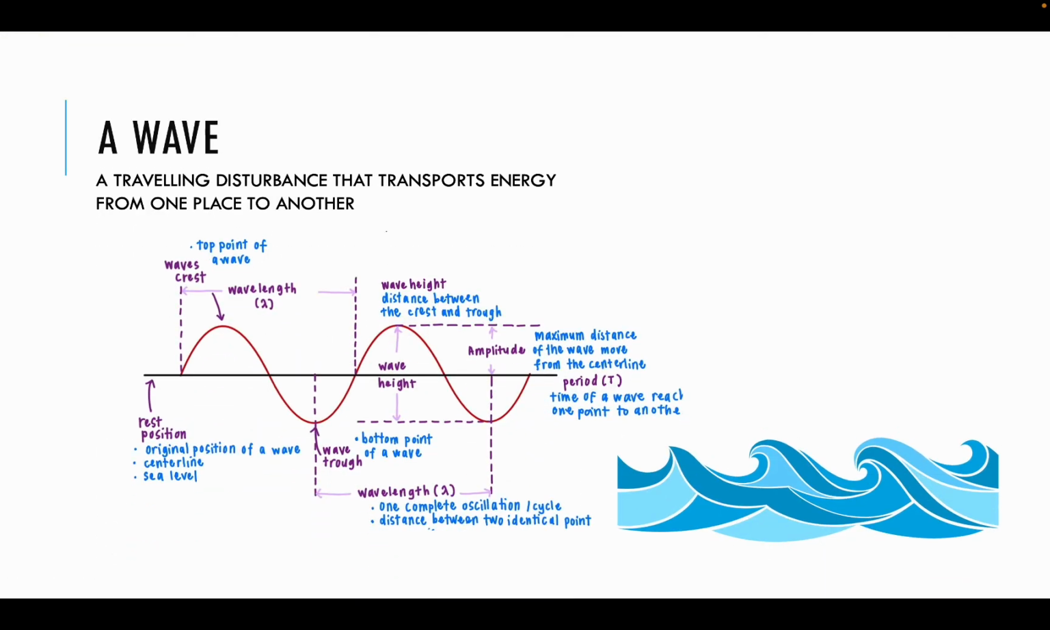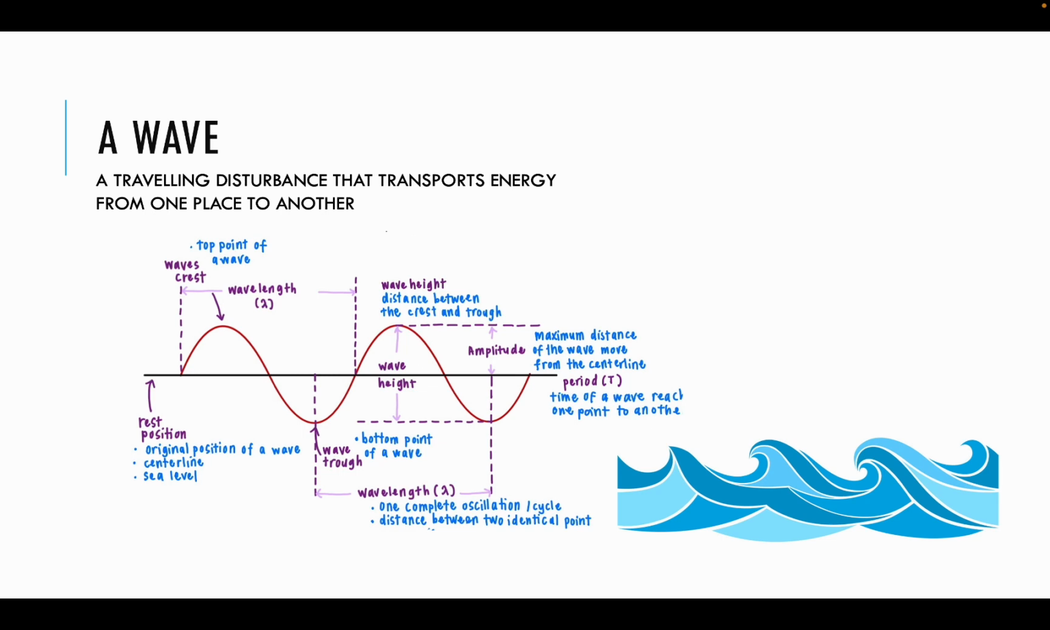Firstly, we will talk about wave. By definition, a wave is a traveling disturbance that transports energy from one place to another. A wave is capable of traveling through material faster than the material itself moving. The drawing below shows the ocean wave profile and their terms.